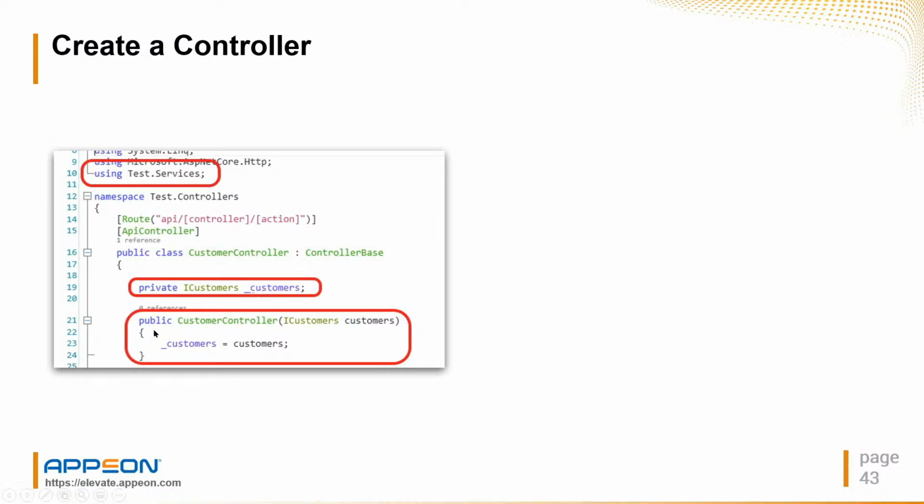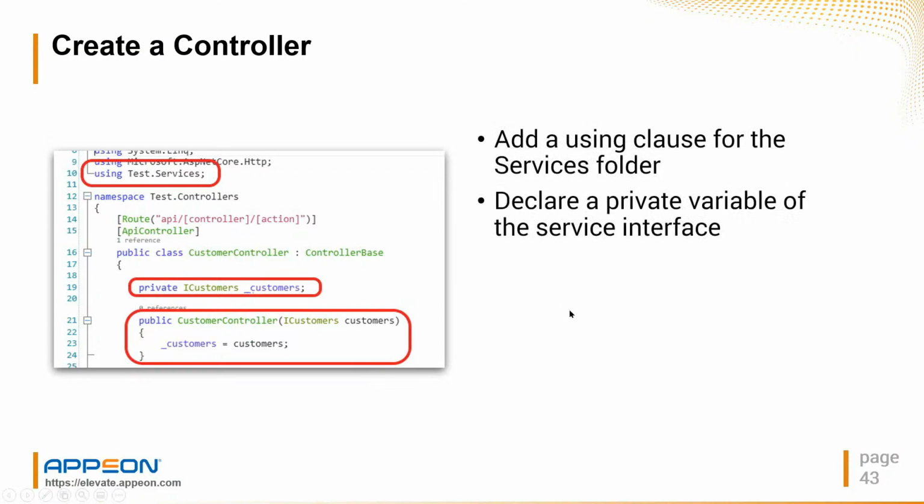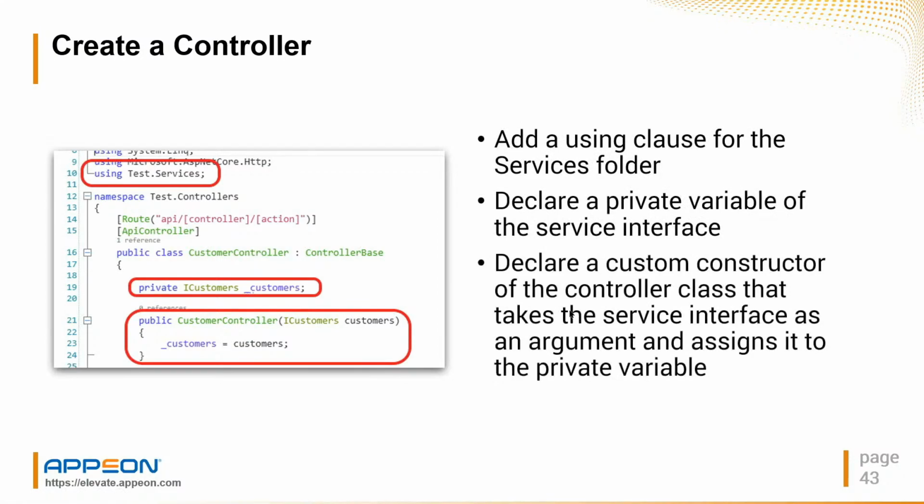And then I'm going to create a custom constructor. That custom constructor is going to take the service by reference. So when you create your service, it takes the data context in its constructor and assigns it to an instance variable. When you create your controller, it takes the service as a reference and assigns it to an instance variable of that service. And now we get to call that service from within our controller methods.